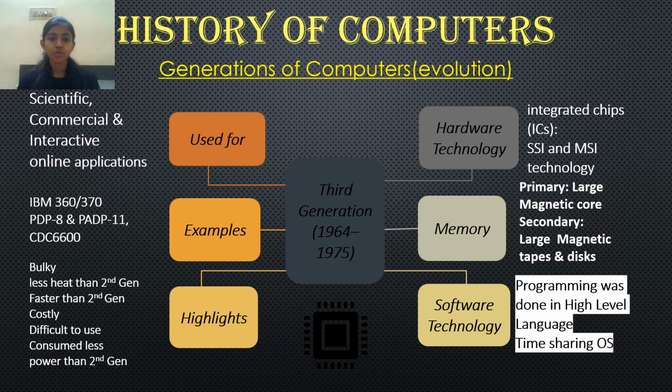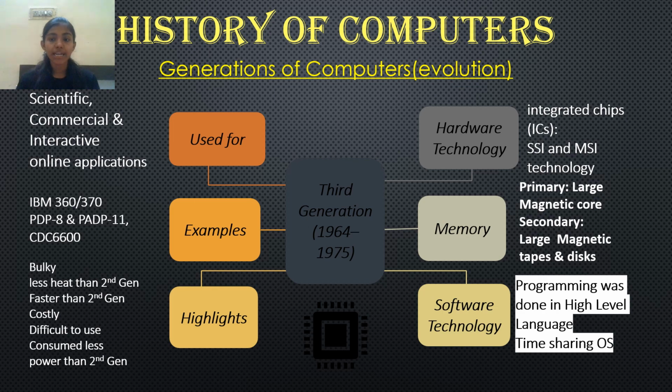Third generation computer. It was developed in 1964 to 1975 and was used for scientific, commercial and interactive online applications. The hardware technology was integrated chips, that is SSI and MSI technology. Memory consists of primary and secondary memory, in which primary memory consists of large magnetic core and secondary memory consists of large magnetic tapes and disks.